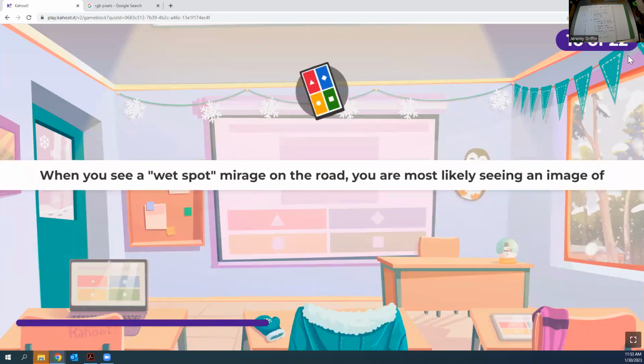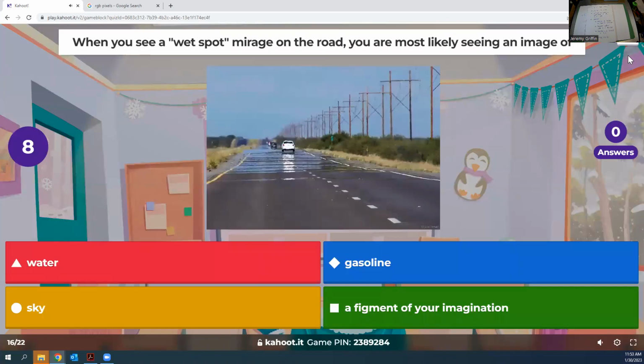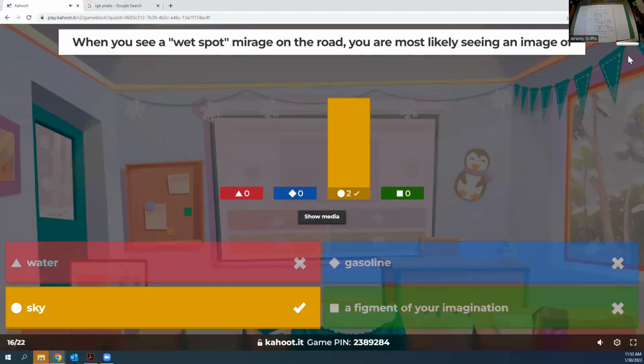When you see a wet spot mirage on the road, you're most likely seeing an image of, where does that come from? What's the deal there? It looks like water, but it's not actually water. Oh, all right. Hope you guys got that. Yeah, sky. Here, I want to draw this one on paper too.